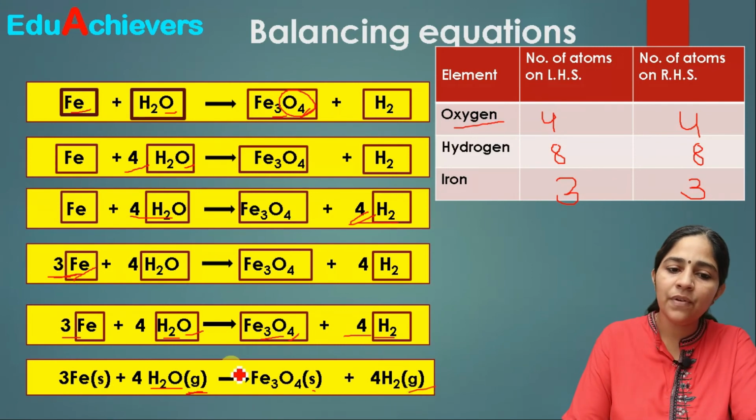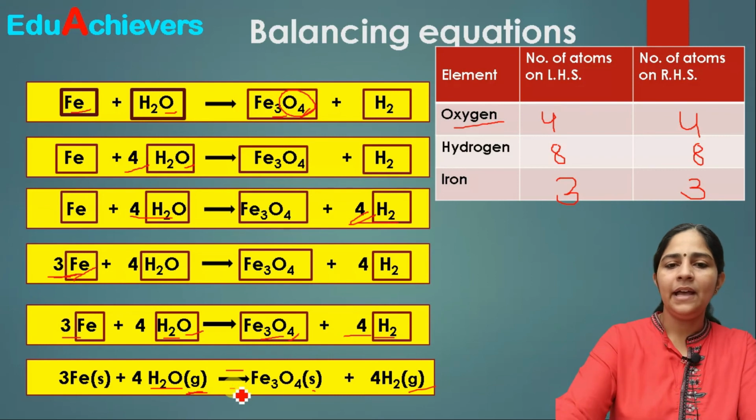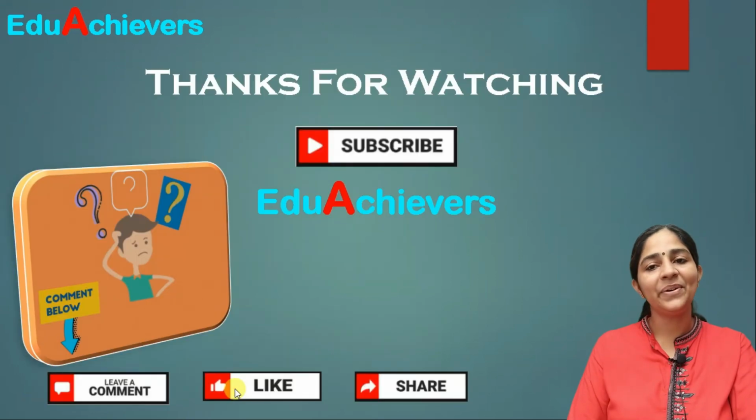And if any condition would have been there, we'll write the condition above the arrow or below the arrow. Fine.